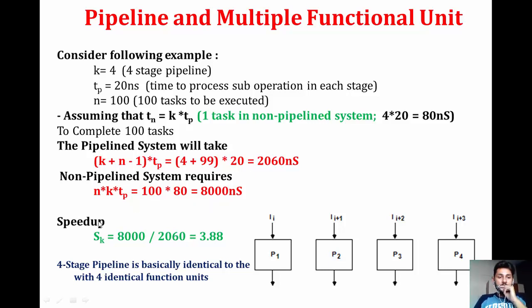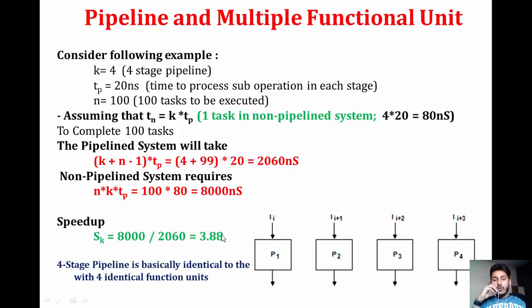So see, the speedup is calculated as the time required by the non-pipeline system divided by the time the pipeline system will take, right? So S_k equals 8000 divided by 2060, right? That is 3.88. So this is how the speedup is calculated. And if we get this number 3.88, that is almost equivalent to 4, right?